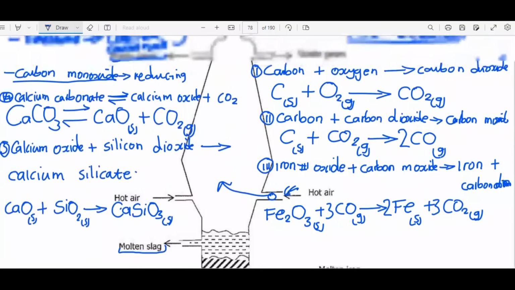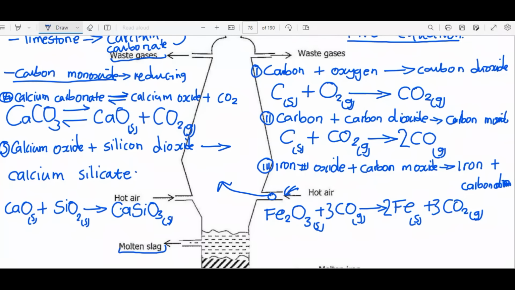Now if we go back here, these are the 5 equations that you are supposed to have as long as you are dealing with the extraction of iron. Remember, extraction of iron occurs in a blast furnace. The raw materials are limestone, coke, and hematite. The chemical name for limestone is calcium carbonate, for hematite it is iron(III) oxide, and coke is carbon.